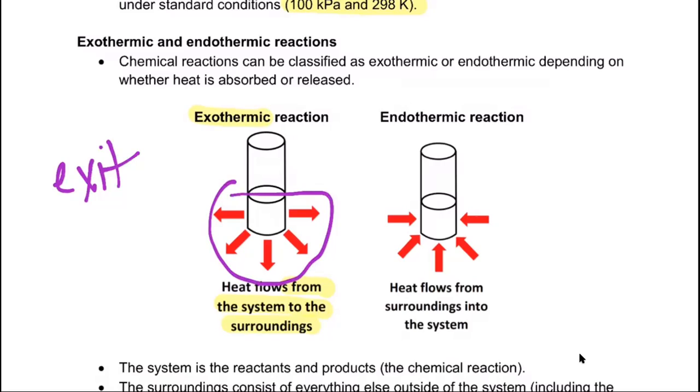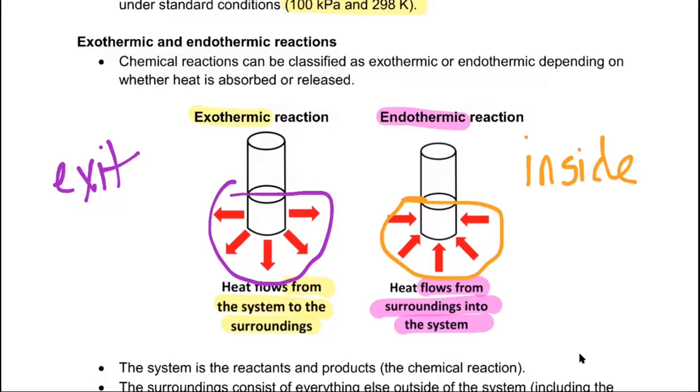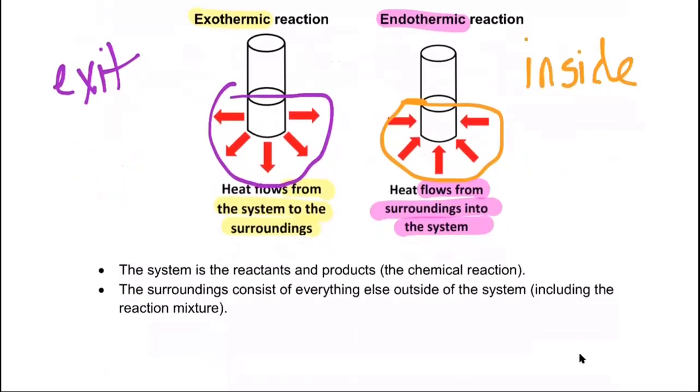Endothermic, on the other hand, is when the heat is flowing into the system. If you look at this one, all the arrows are pointing inward, so it's going inside. Think of endo as sounding like inside, and exo sounding like exit. That's the direction of the heat flow. So in exothermic, heat is being released, and in endothermic, heat is being absorbed, okay?